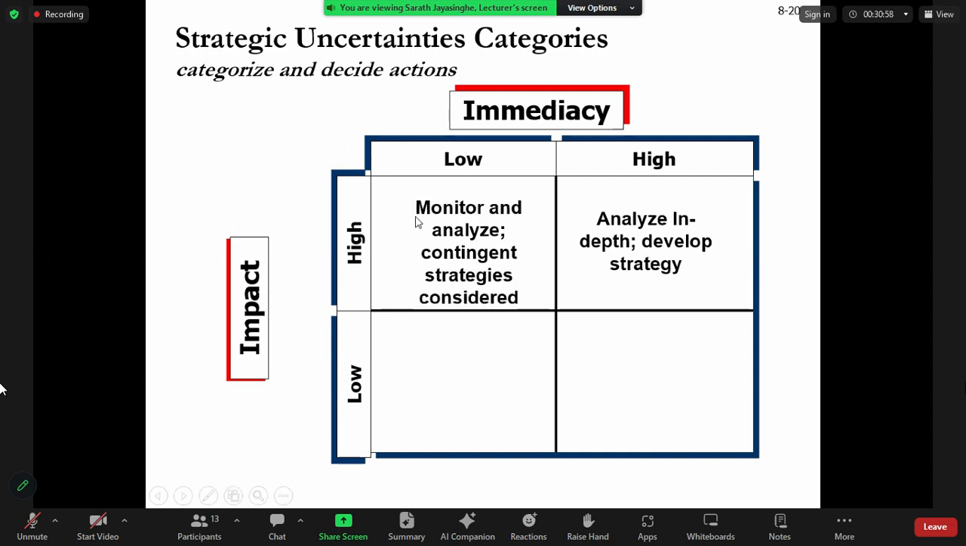And then when you come to this case, immediacy is low and impact is high. Then you can monitor and analyze, and contingent strategies are considered. And here everything is low, both are low. Therefore, yes, you can monitor and see what happens. And the other one, monitor and analyze if the immediacy is high and impact is low. So these are some actions. You have to categorize this way and think about some decisions, what we are trying to do, strategic decisions.